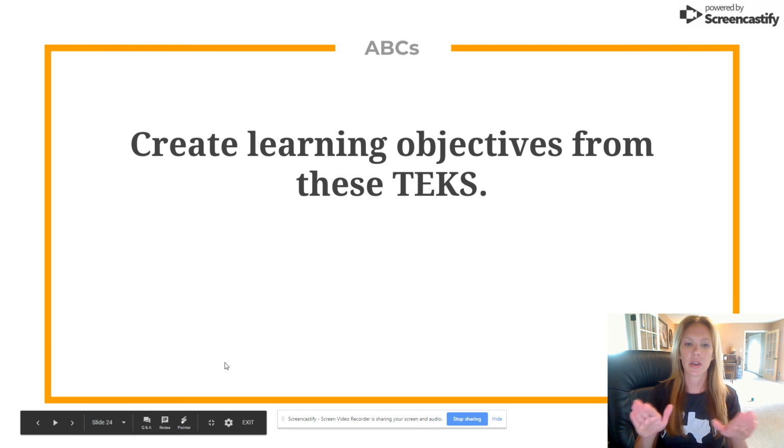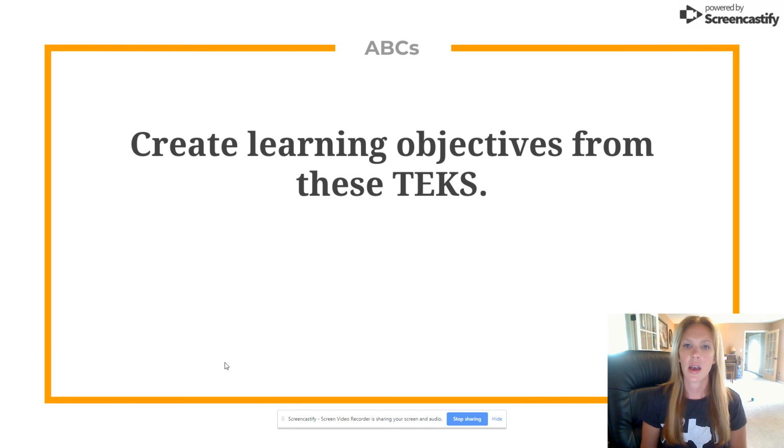Okay, so we're going to stop here. And in the next one, we're going to be looking at taking those TEKS and turning them into learning objectives.